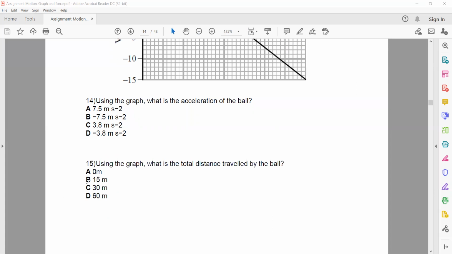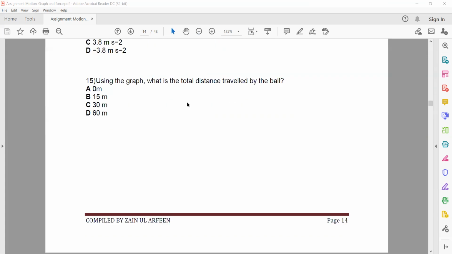If it was a displacement, then 0 would be the right answer. Why? Because the displacement is plus 15 and minus 15. But for distance, which is a scalar quantity, we will not include the sign and we will just use the magnitude.